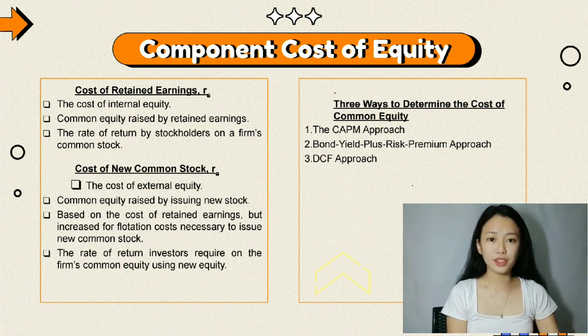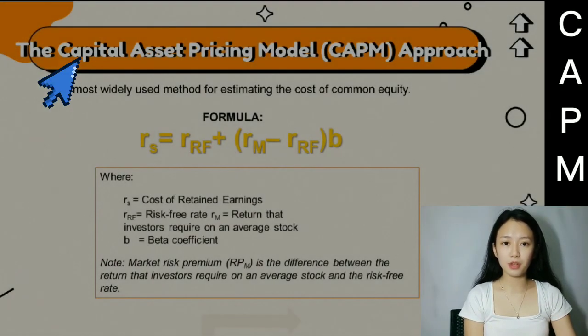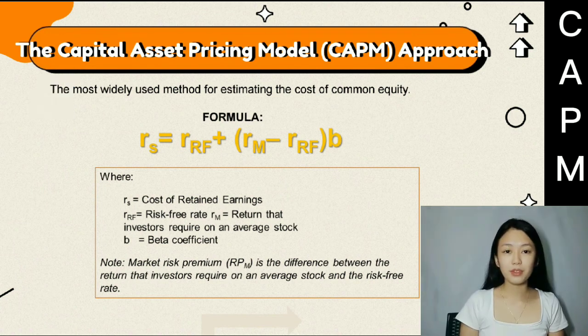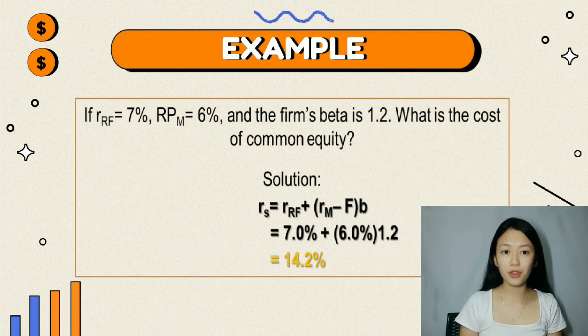Let us discuss first the CAPM approach. The capital asset pricing model approach is the most widely used method for estimating the cost of common equity. The formula of this method is risk-free rate plus open parentheses expected return of the market minus risk-free rate close parentheses multiplied by beta coefficient. Shown in the slide is a sample illustration for this method.